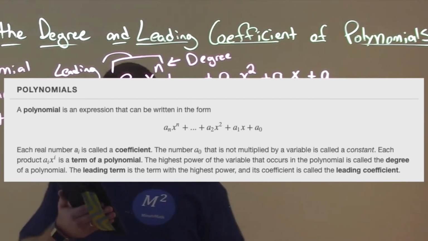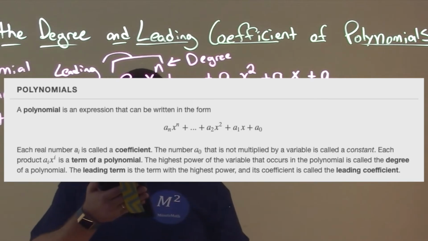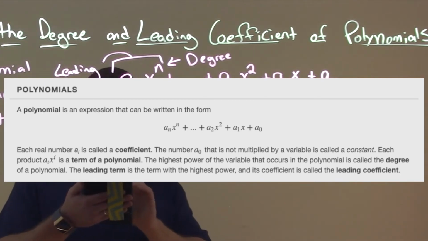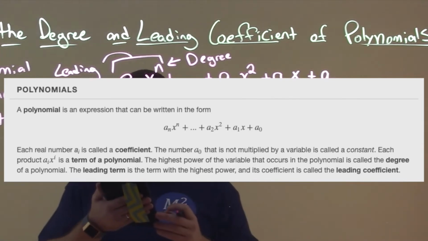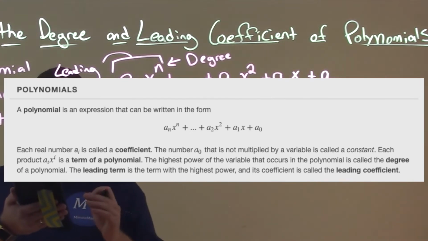Each real number, a sub i, is called a coefficient. The number a sub 0 that is not multiplied by a variable is called a constant. Each product, a sub i x to the i power, is a term of a polynomial.